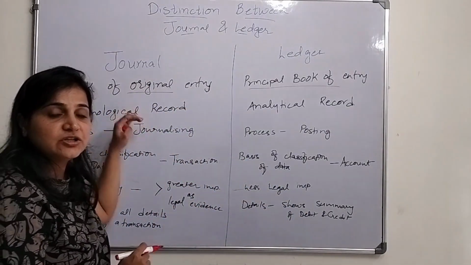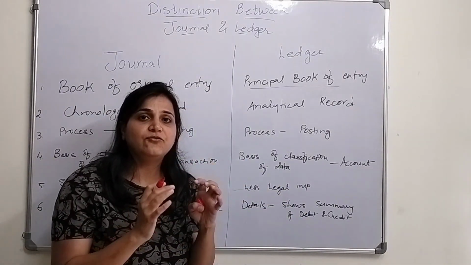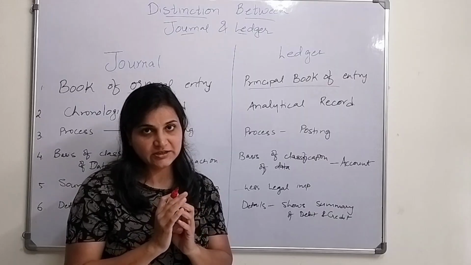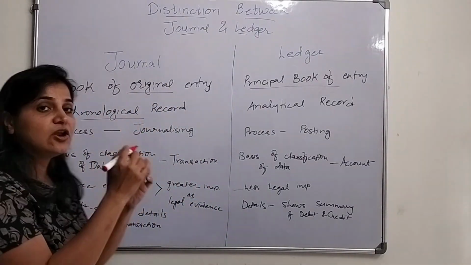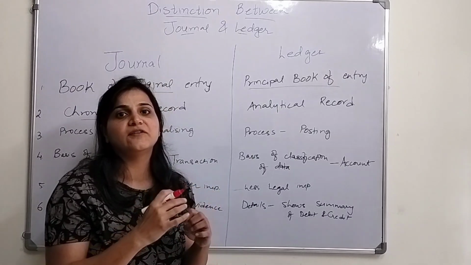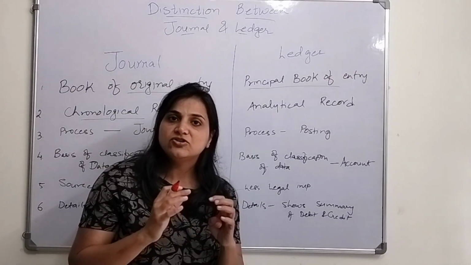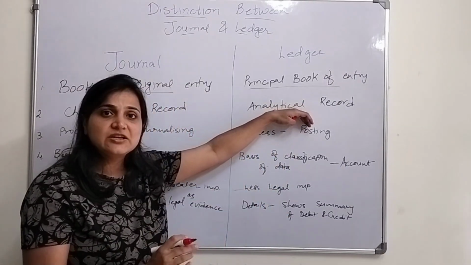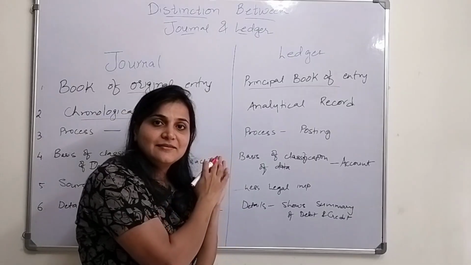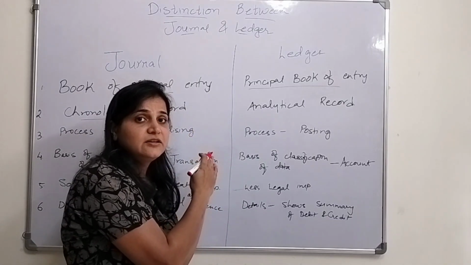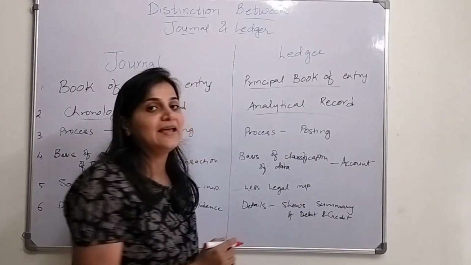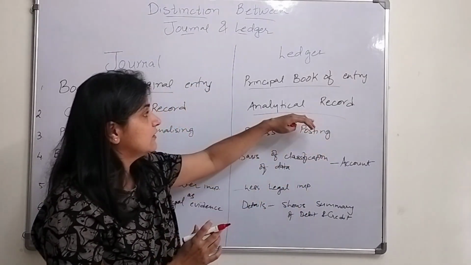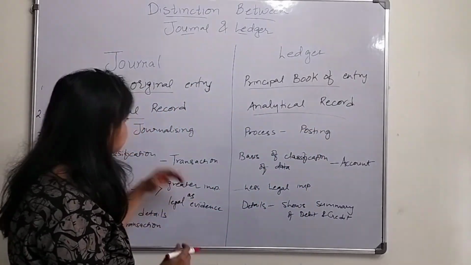In the journal, we record each and every transaction chronologically. This recording of transactions is in chronological order. In the ledger, we analyze the transactions that have occurred in the journal and then record them. So it is known as analytical order.